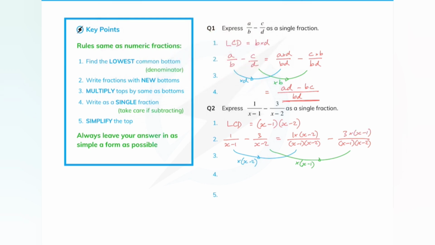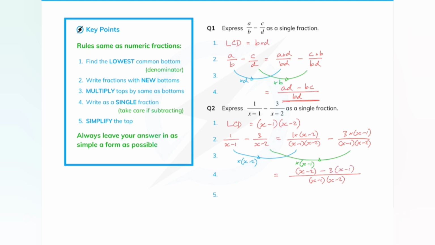Okay, now step 4, write as a single fraction. Okay, and taking care when subtracting, well, I just need to make sure I'm using brackets appropriately. So it's all over x minus 1, x minus 2. And what have I got? Well, one lot of x minus 2 is just x minus 2, and I've got 3 times x minus 1.